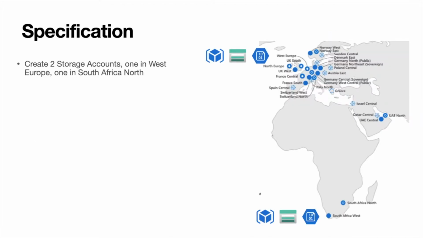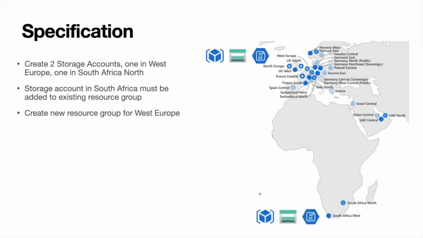We're going to create two storage accounts, one in West Europe and one in South Africa North. The storage account in South Africa will be added to an existing resource group. We'll create a new resource group for West Europe. Each storage account will have 3 containers to store different types of pictures.